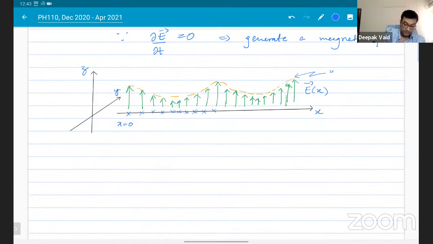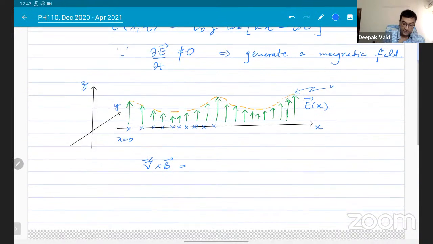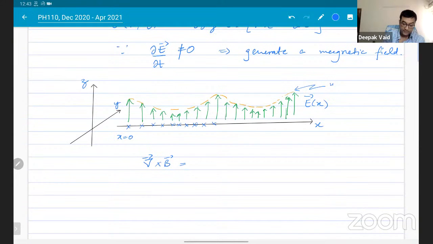So now you remember, what is the relationship? How do I calculate the magnetic field? The curl of B is not equal to 0 for all of this. It is equal to mu naught epsilon naught d by dt.